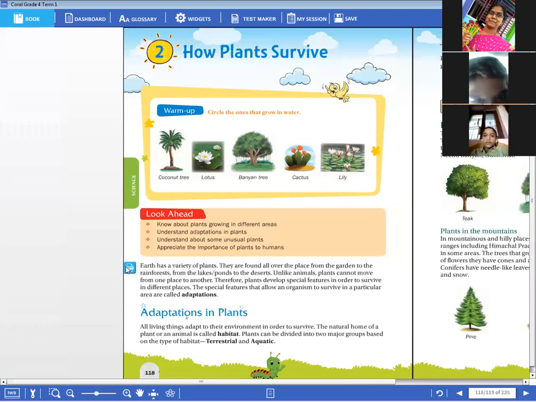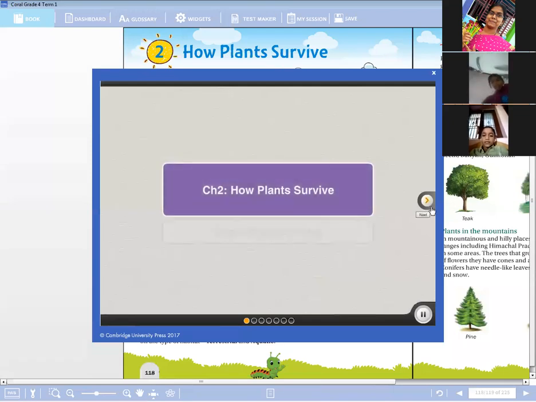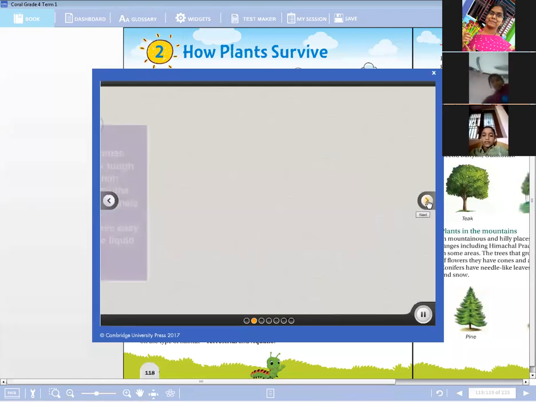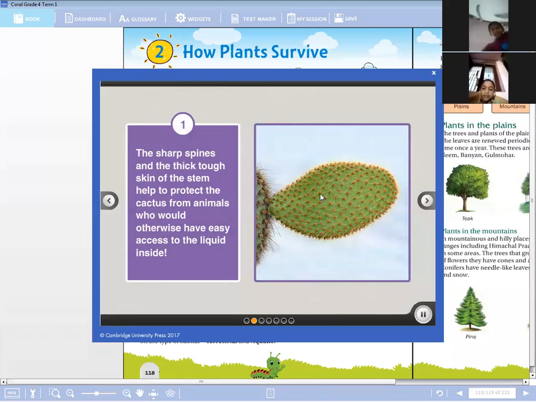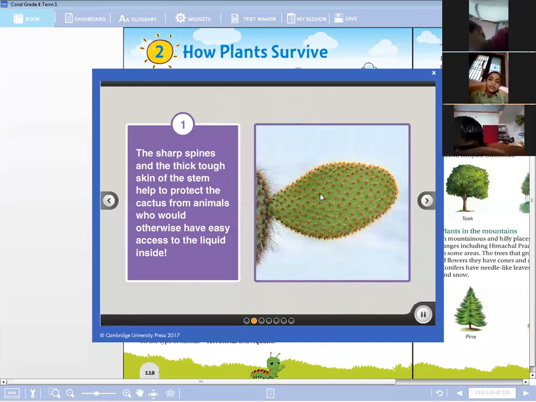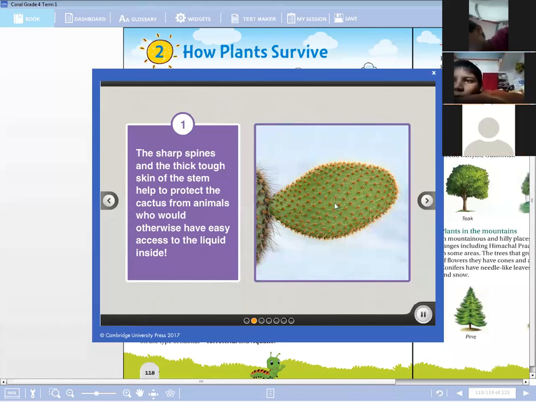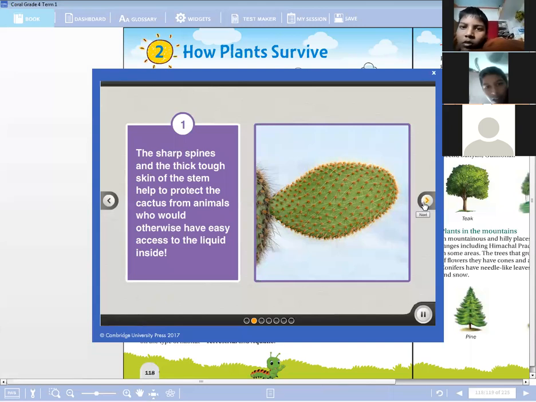Let's once have a look at the PPT. We have already learned, these are called spines, children. In yesterday's class, we told that desert plants will be having spines, just thorn-like structures, and you can observe the leaf is really thick. It stores the liquid inside, so that if you cut this leaf, you can see some jelly inside. These thorns help the plant to protect themselves from animals as well.